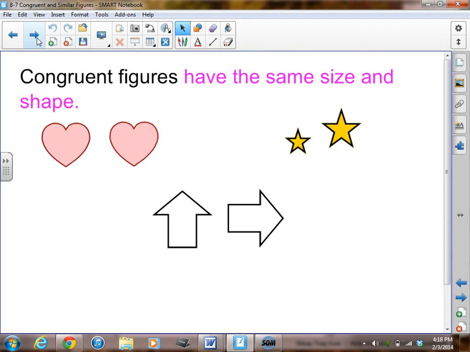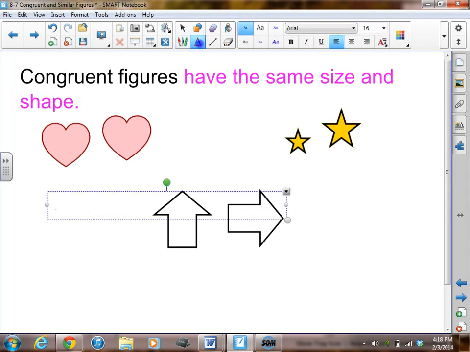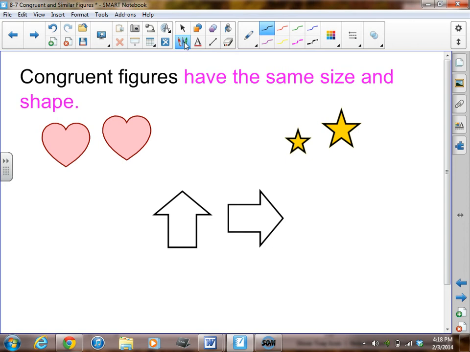Now let's look at these two hearts. These two hearts are the same, they appear to be the same size. They're both hearts, but let's double check here. We take this, drag it over, and look, they match up, therefore they are congruent. Let's see if I can get this working here. Yes, these are congruent.